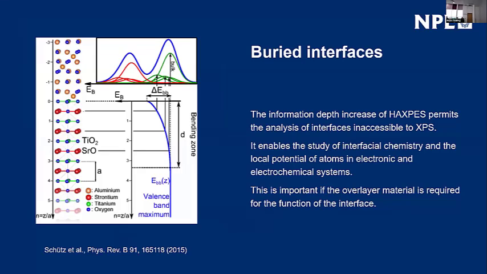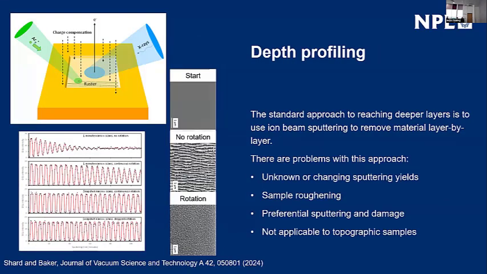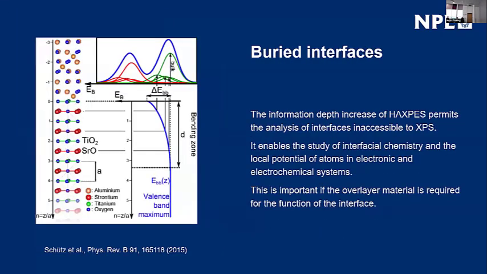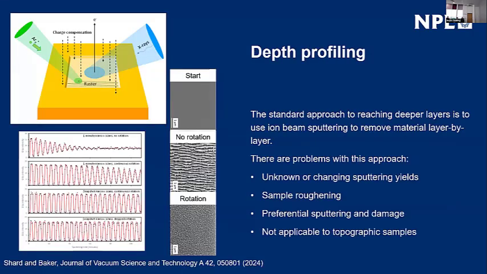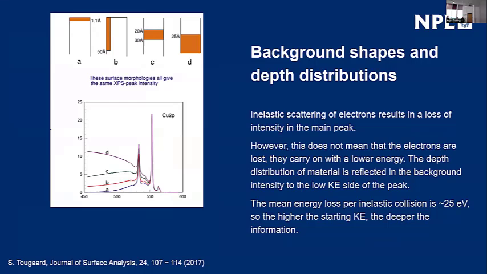I'm going to go really quickly now. I'm not going to talk about band bending. I think the next speaker is going to say much more about that than I will. But if you want to go even deeper than this, you normally do depth profiling. Depth profiling with ion beams is a bit of a problem because you can change the stoichiometry and chemistry of the sample. You'll get roughening effects and all sorts of things. So this is not an ideal way of probing deeply buried interfaces or getting layer structures.